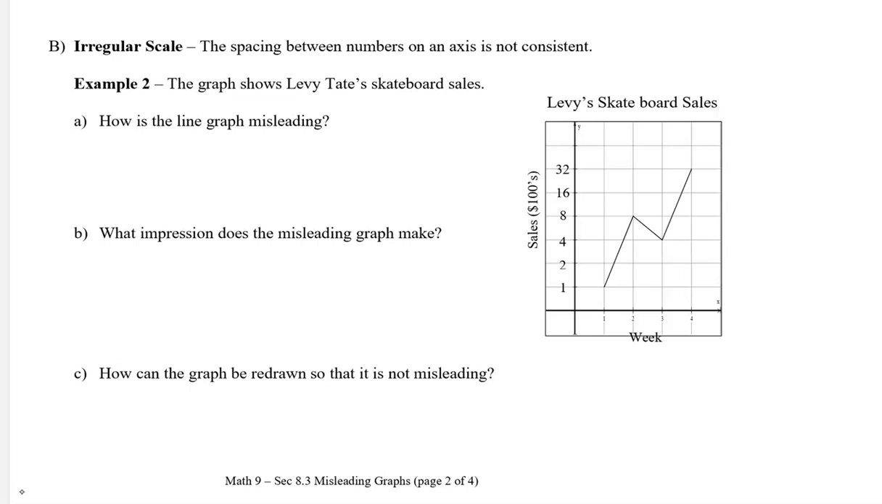So the graph to the right shows Levi Tate's skateboard sales. On the x-axis, we can see that it increments equally, 1, 2, 3, 4 every week. On the y-axis, however, if we start at 0, we increase by 1, and then 2, and then 4, and then 8, and then 16. It looks like the y-scale is actually doubling every time. So what we can say is that the dependent axis has an uneven scale.